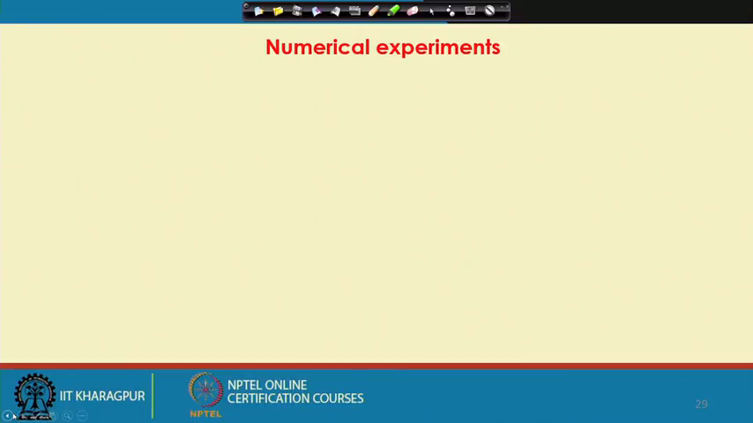And if it converges, that means after a large number of iterations the guess and the updated value have a very small difference between them, it must converge to the right solution. That is also a property of Jacobi and Gauss-Seidel. So, now what will we do? We will do some numerical experiments using Jacobi and Gauss-Seidel.